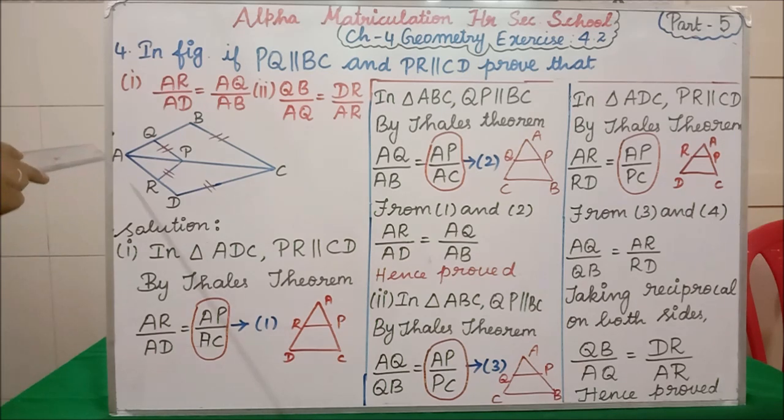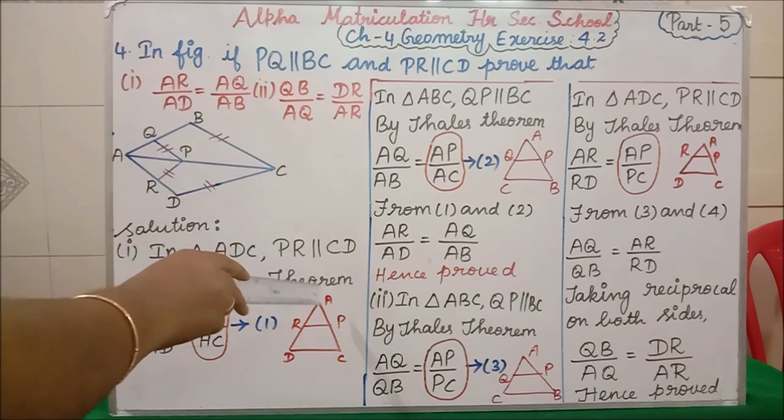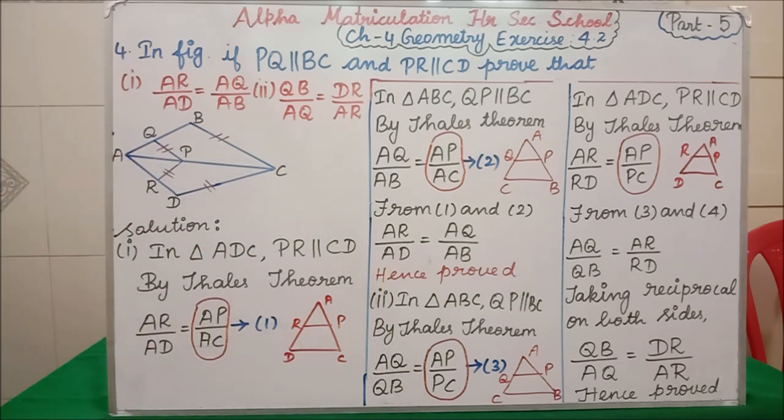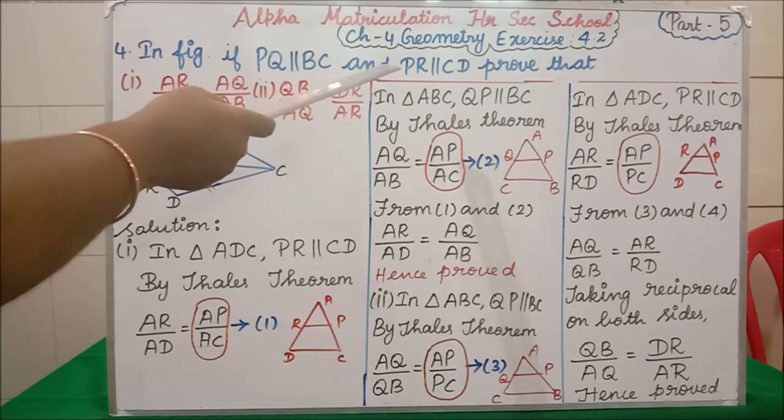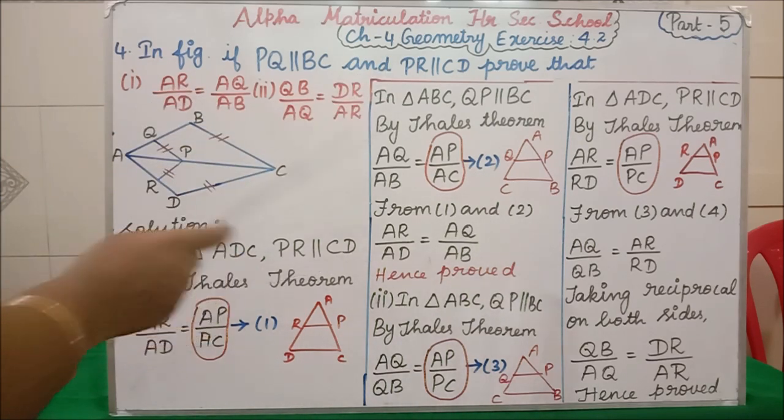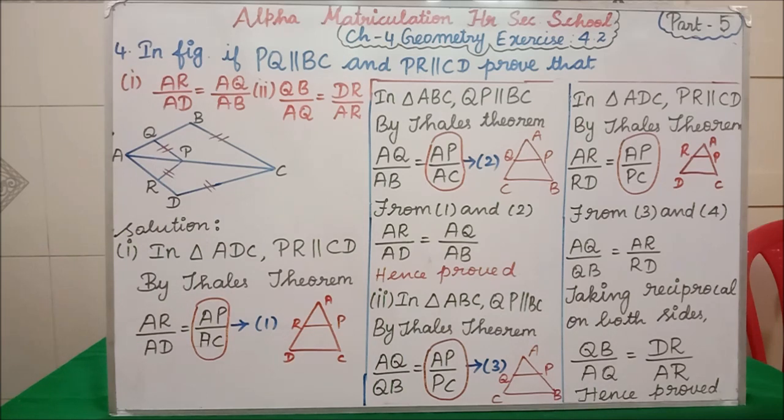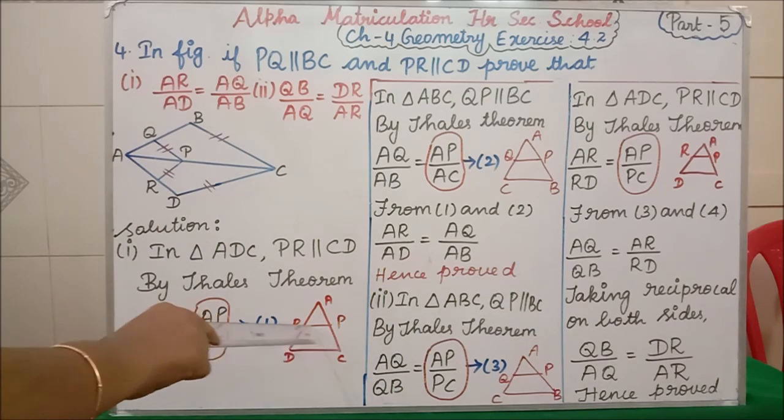Now I have drawn this separately. This part A, D, C I have drawn. Clear? So I have taken triangle ADC. In the question they have given PR is parallel to CD. So PR is nothing but this, the middle line, which is parallel to DC.